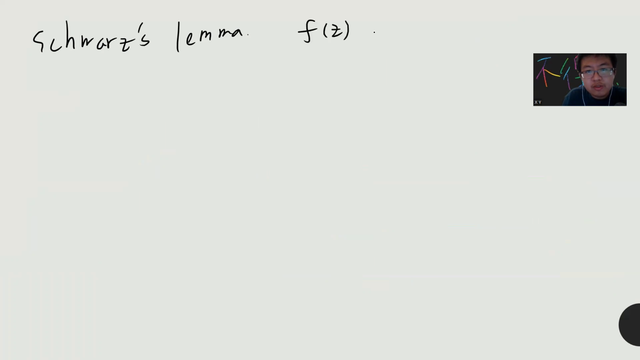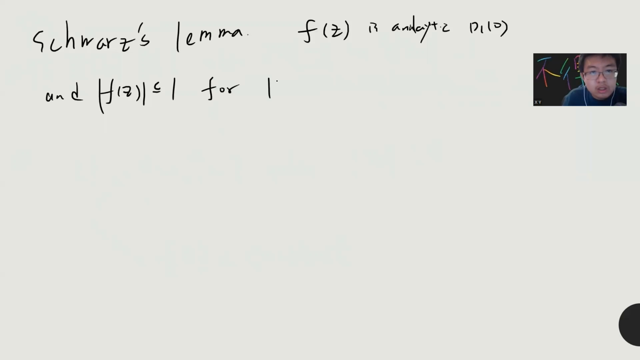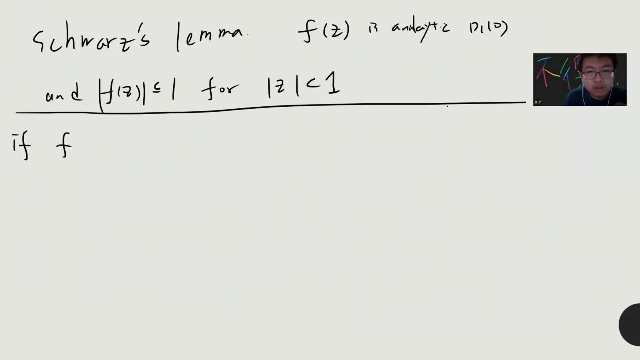Okay, so now we are able to go to this Schwarz lemma. So let me just write down Schwarz lemma. Okay, so the same condition: f(z) is analytic. So this is our assumption. And take the disk D(0,1), and |f(z)| ≤ 1 for |z| < 1. So you do the same thing. Okay, so this theorem tells you that these are our conditions.